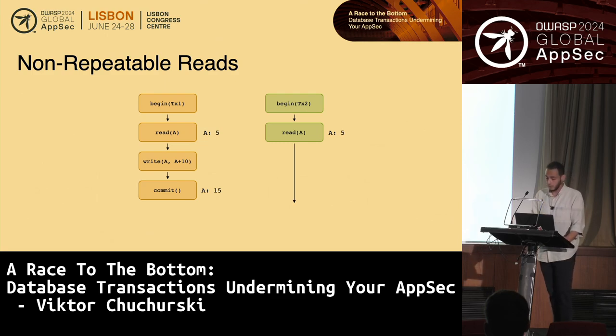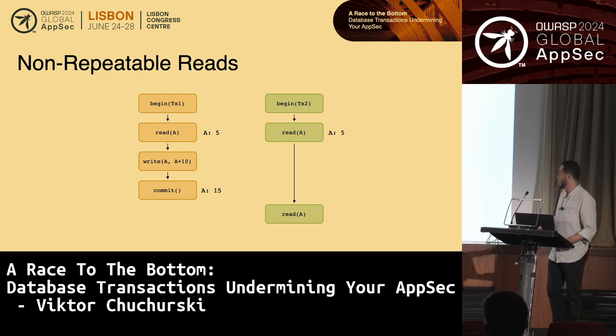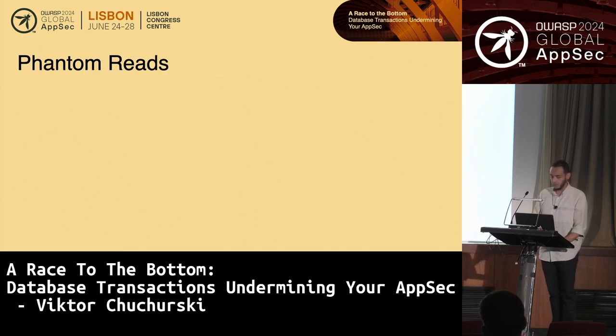Now, if for some business reason, transaction 2 decides to repeat the same read as it initially did, it'll see a different value. Again, giving us some inconsistencies, and based on the assumption the application code makes, this can cause problems down the line. And phantom reads are essentially a generalization of the non-repeatable reads, where non-repeatable reads were concerned with a single entry. Phantom reads concern themselves with a set of entries, so essentially a query that has some predicate.